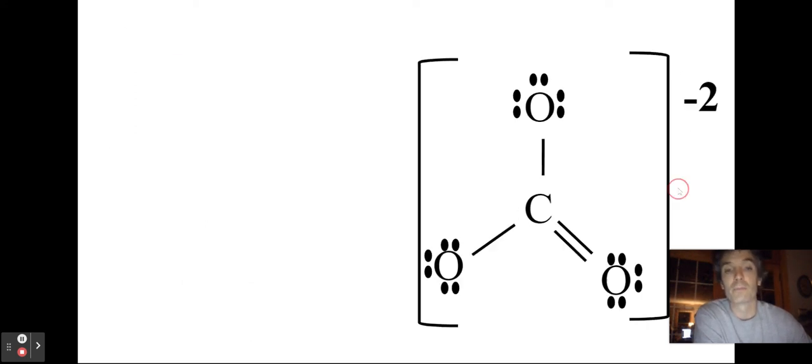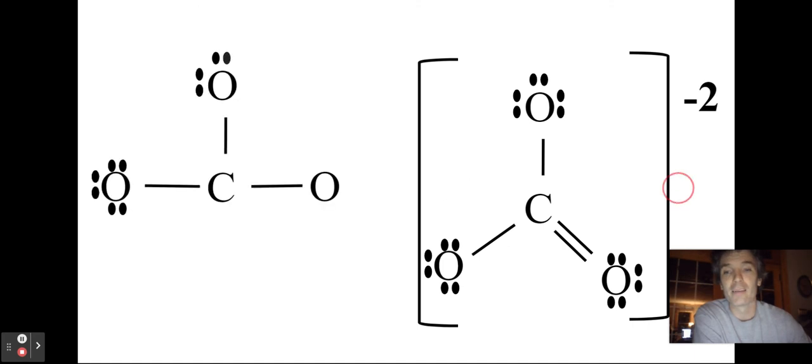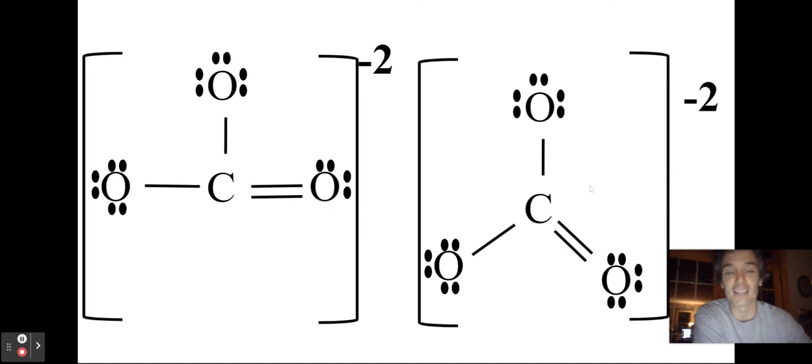Now, one thing, I forgot to get rid of the things. This is actually what it would look like. It would form a trigonal planar model where it would spread itself out. All right.